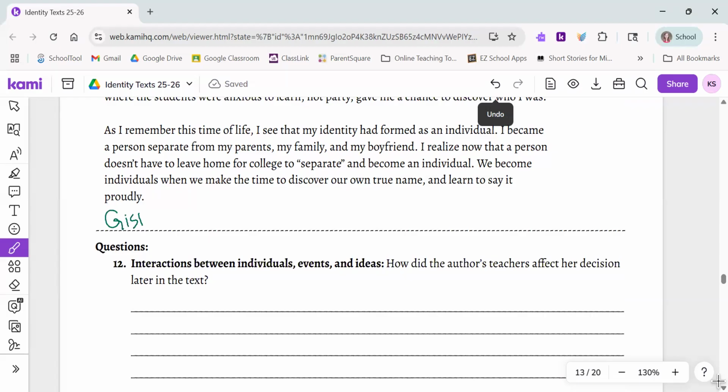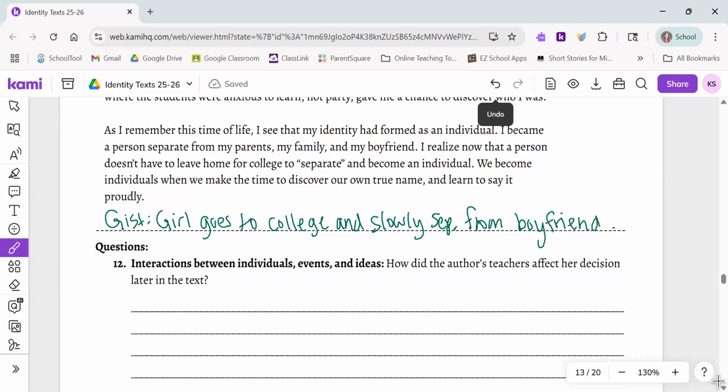So I'm going to put gist, girl goes to college and slowly separates from boyfriend. Now, this could be not fully right, and it could have some errors in it. But the whole point is it's my understanding based on a first read through. So if you guys take a second, pause this video and write that down.